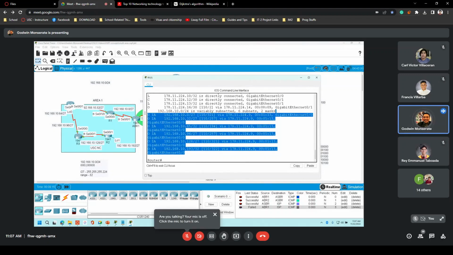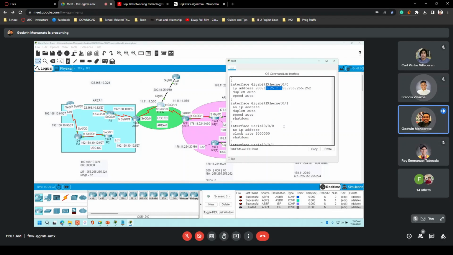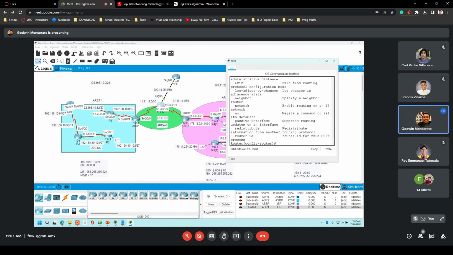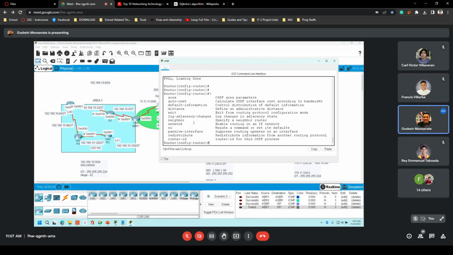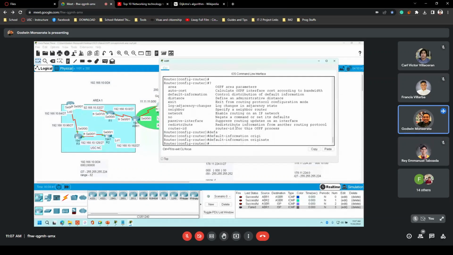So meaning, the 192 network has been propagated within the 178. But we need to distribute the static route here, by giving the command, the default information originate, inside OSPF.